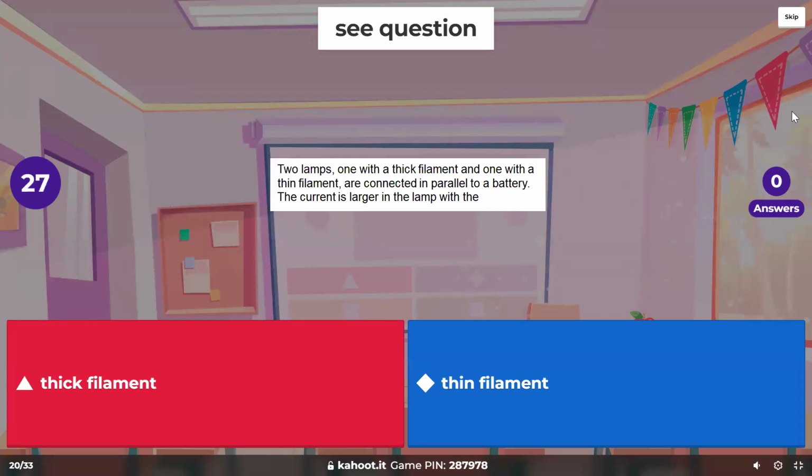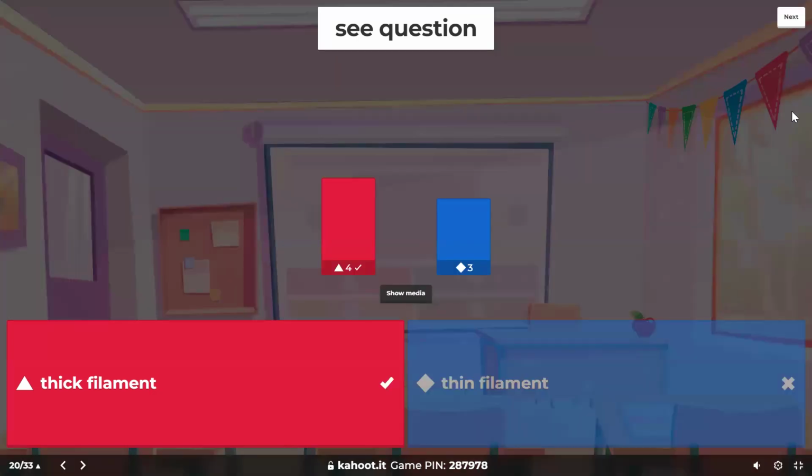Two lamps, thick filament, thin filament. So low resistance, high resistance, connected in parallel, just like before. The current is larger in the lamp with... Where's more current going? Yeah, thick filament. And the connecting fact is, guys, thick filament has what kind of resistance? High or low? Low resistance, right? That was yesterday's lab, right? Thick filament, low resistance.